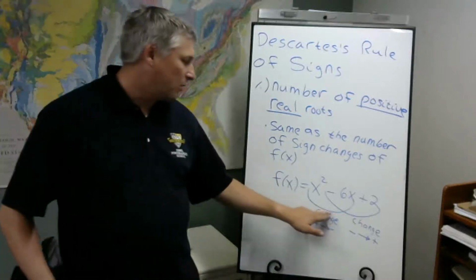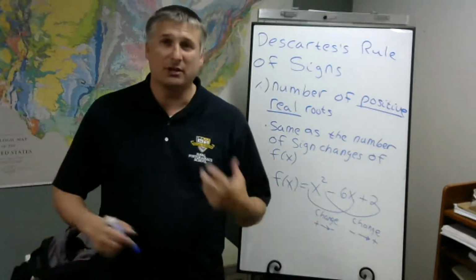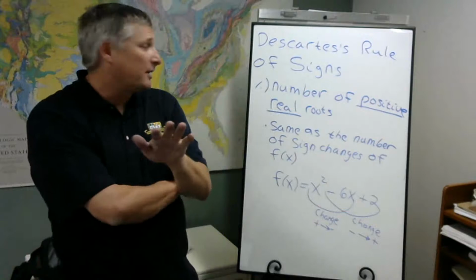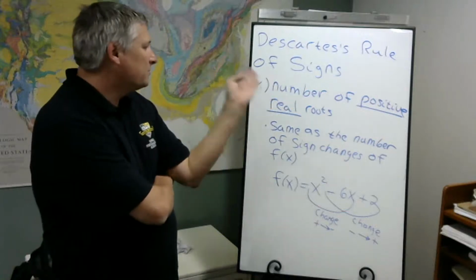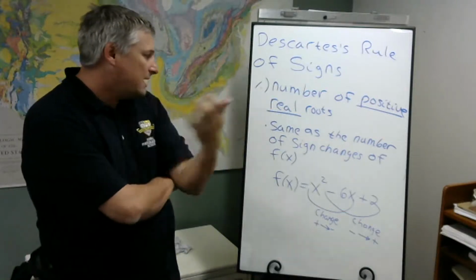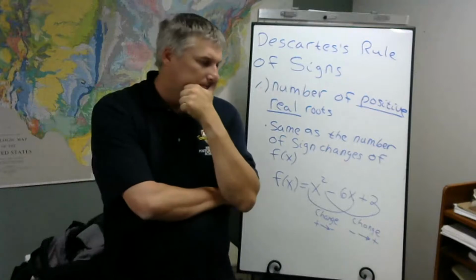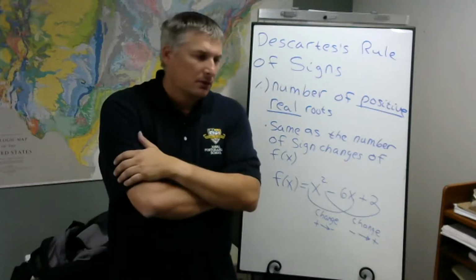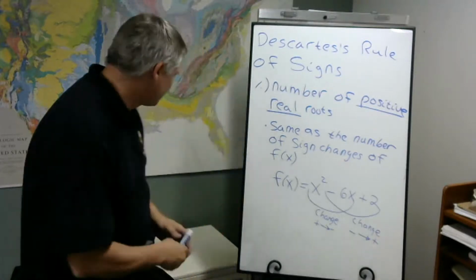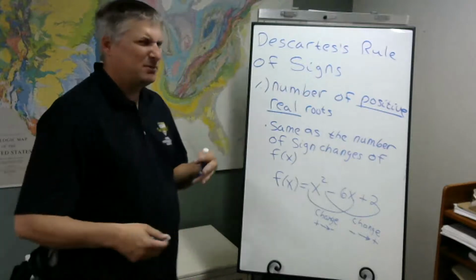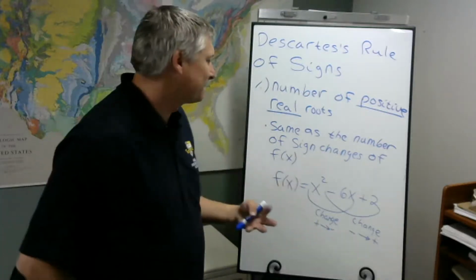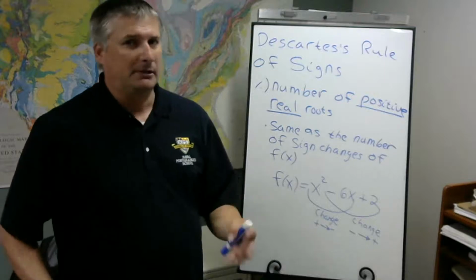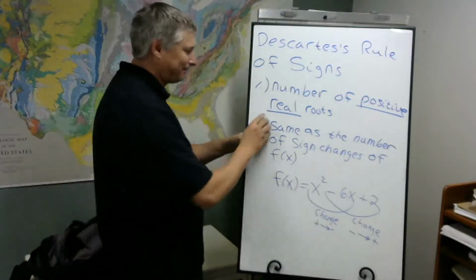So that means we have 2 sign changes. So what this is saying is that the number of positive real roots will be equal to the number of sign changes. All right. Well, that's part of it. So that would seem there's going to be 2 positive real roots here. Well, it's a little more complicated. Here's the second part.